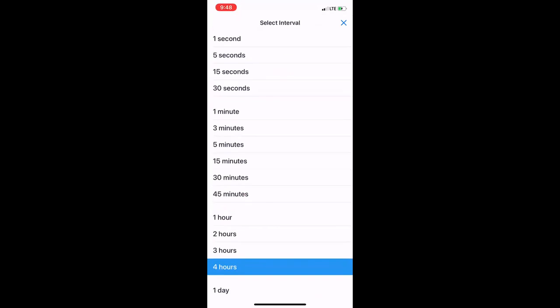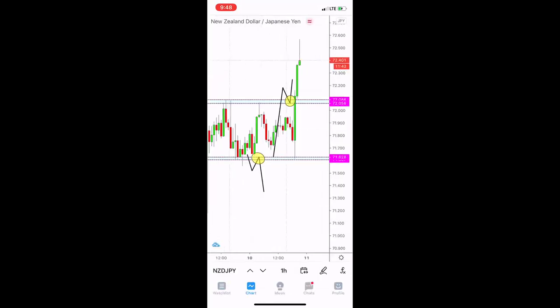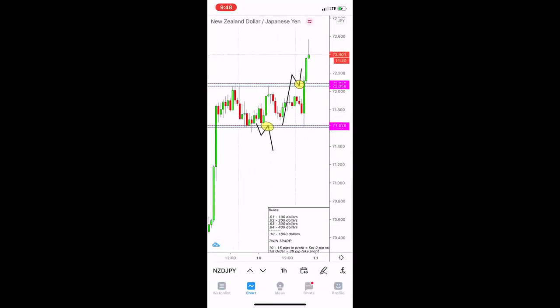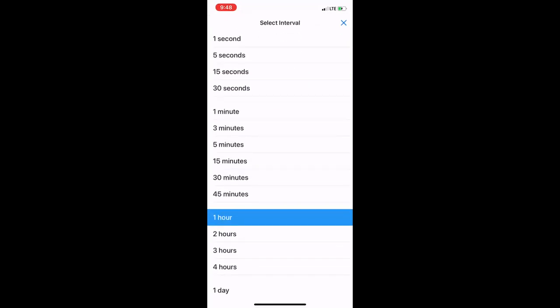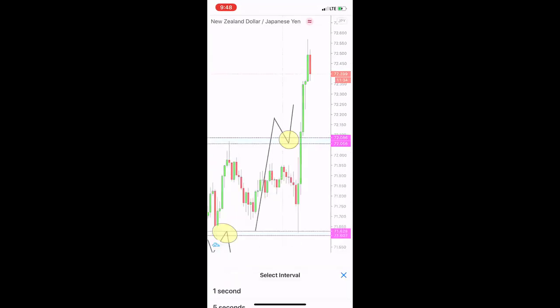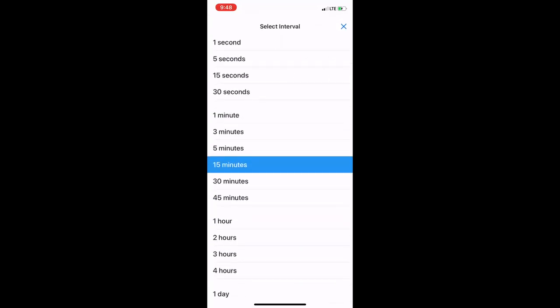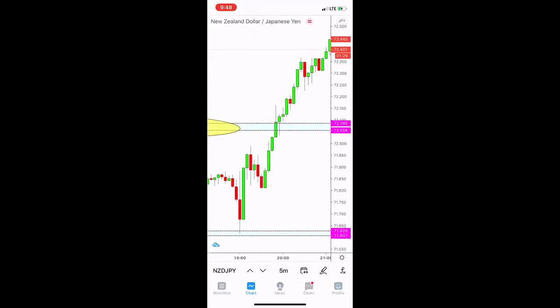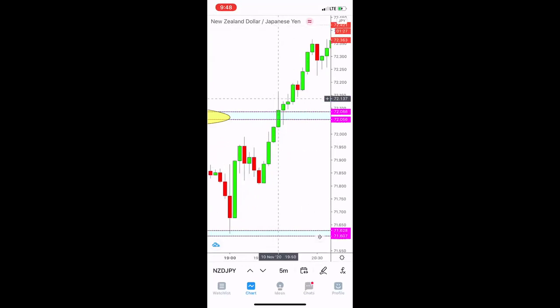Let's see. So let's go on the 1 hour. We see a break of the ceiling. Wonderful. Let's go on a lower time frame, 30-minute. Still just a break. 15. Still simply just a break. 5. We can kind of see a break. And then this would be a retest too.